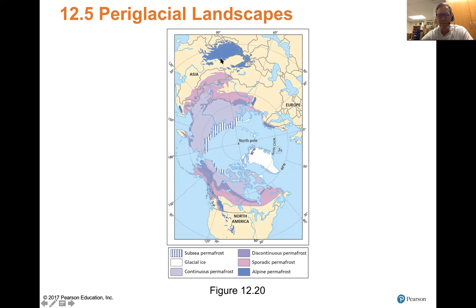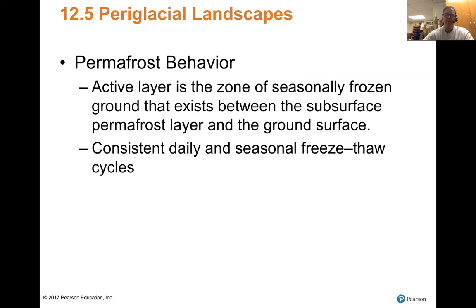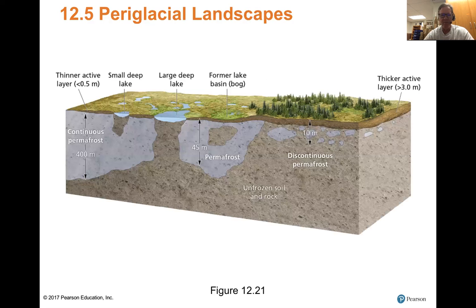And then alpine permafrost, where it's high elevation, like here in the Himalayas and down here in the Rockies. Okay, so this is in your book, so pay attention to this graphic and read the text about that. So what it is, it's this zone of seasonally frozen ground that exists between the subpermafrost layer and the ground surface. So we get a seasonal freeze-thaw cycle for the most part.